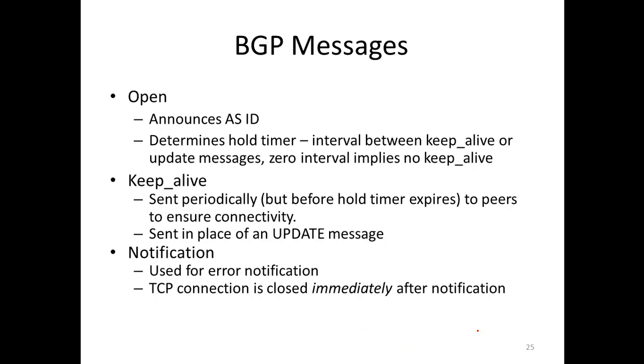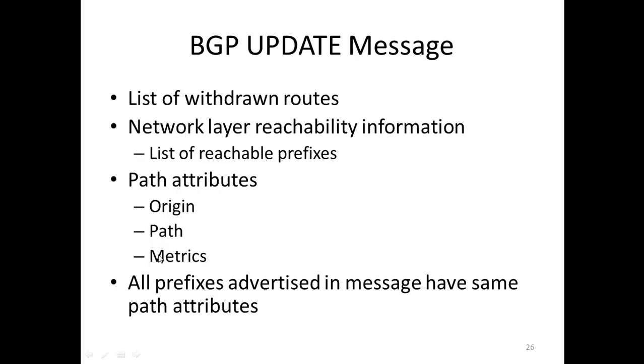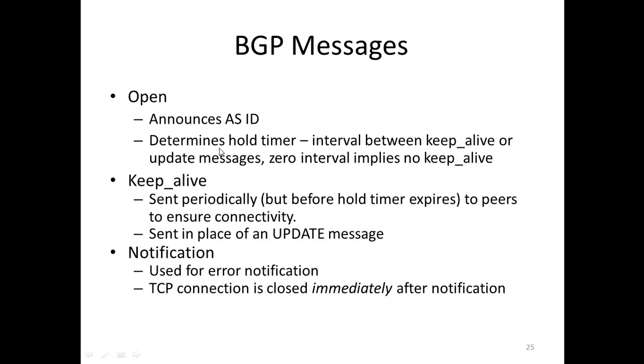And the BGP messages are quite interesting ones. The types are open, keepalive, notification, and update. The open message determines the hold timer and the interval between keepalive or update messages. Zero interval implies no keepalive. And what is keepalive? It periodically sends its message to its peers to ensure connectivity. And if this message is not received, routers will discard this information or this node from their routing table.